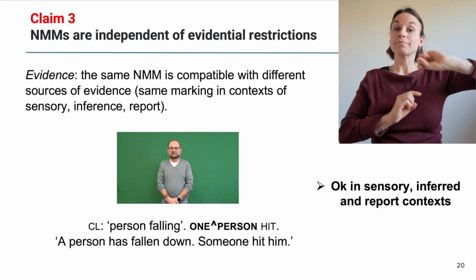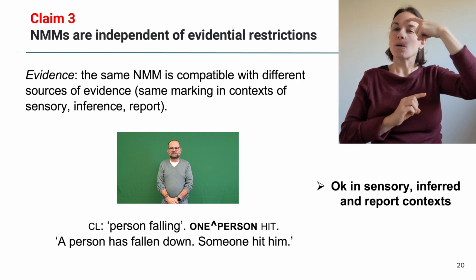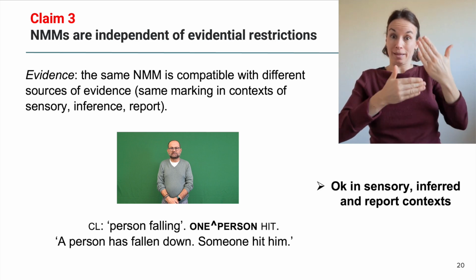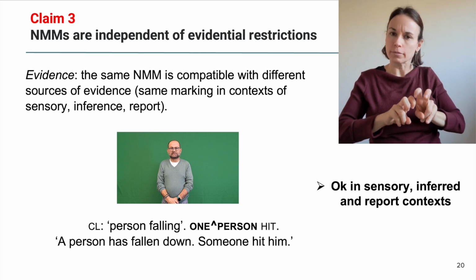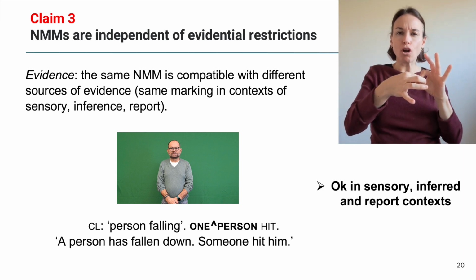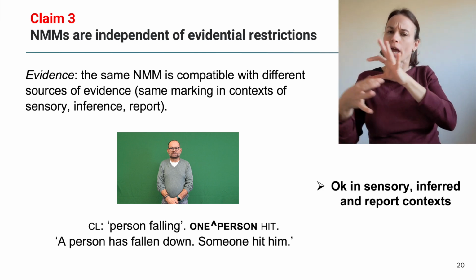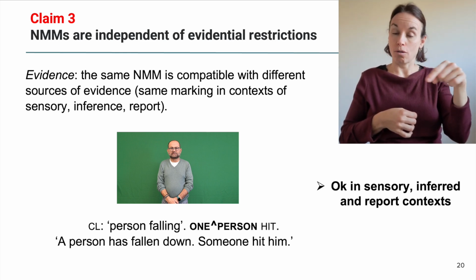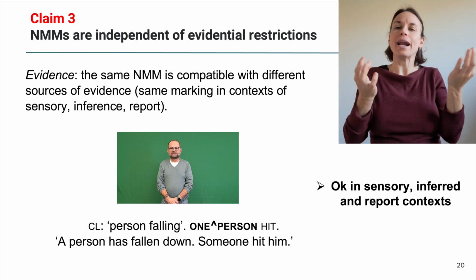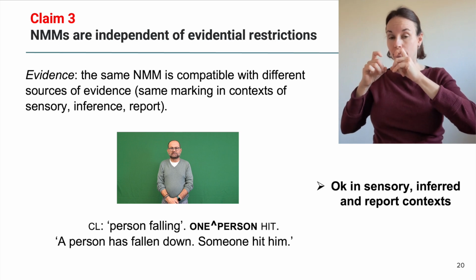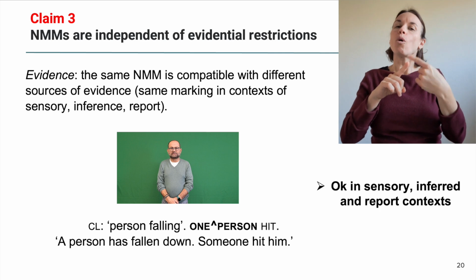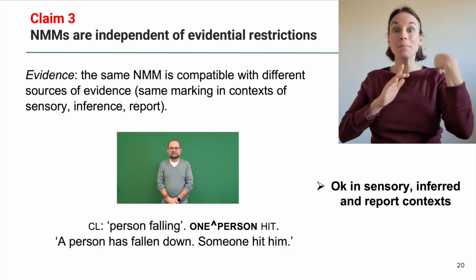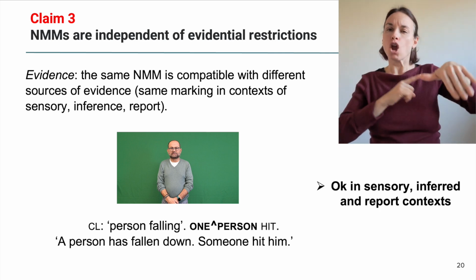Before concluding, we would like to make a third claim. If you remember from the beginning, we considered the interaction of the marking of indefiniteness with different sources of knowledge. In our study, we found that non-manual markers are independent of evidential restrictions, in that the same markers are compatible with different sources of evidence, such as sensory, inference, or reports.